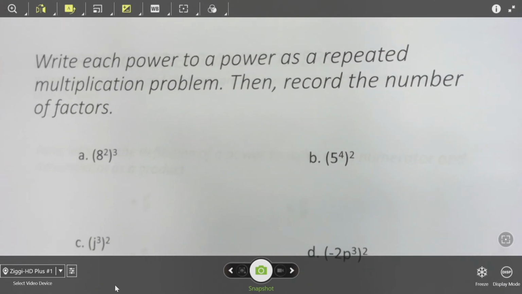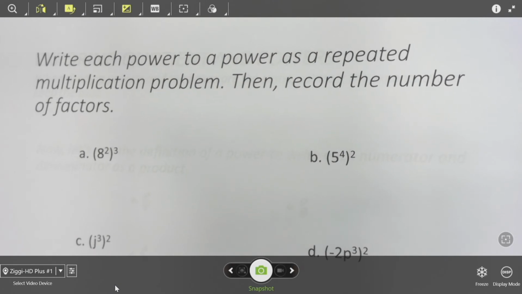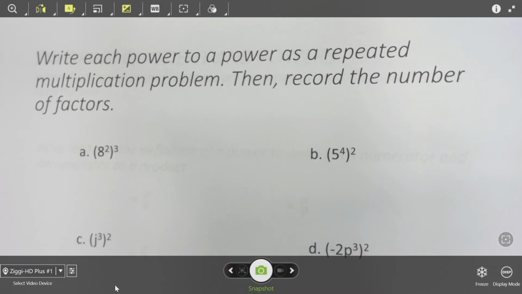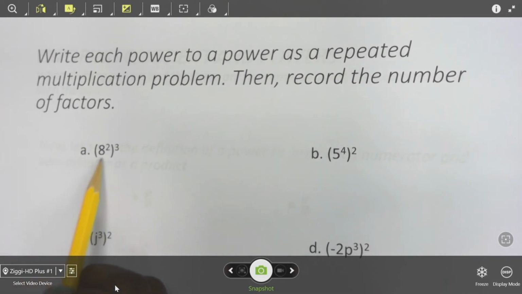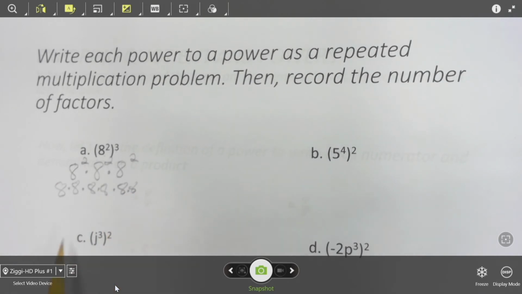Our next rule, we want to write each power to a power as repeated multiplication, then write the number of times the factor shows up. So 8 squared is being raised 3 times. 8 to the 2nd power times 8 to the 2nd power times 8 to the 2nd power becomes 8 times 8 times 8 times 8 times 8 times 8. Our base is 8, and it's being multiplied how many times? 1, 2, 3, 4, 5, 6. Oh, so that's 8 to the 6th power. We could have just simply done 2 times 3, huh? Yeah. Okay, but let's do it again.